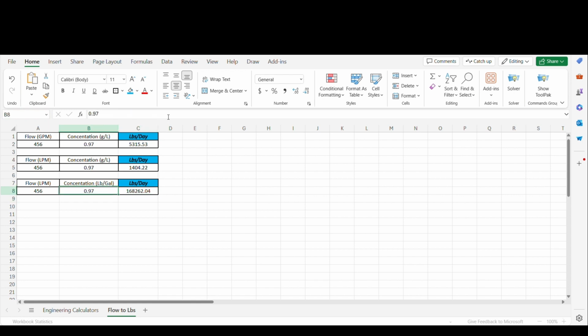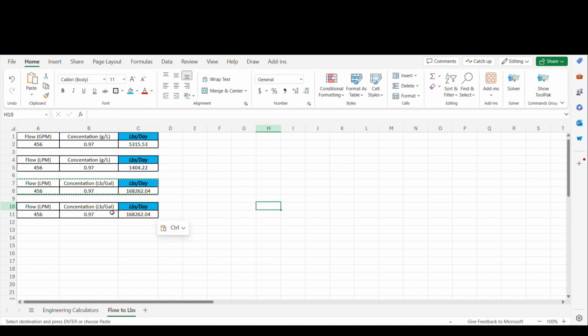So what's changing here and why this number is so large is your concentration in pounds per gallon. If you had 0.97 pounds in 1 gallon, that's pretty heavy density. It's a lot more than 0.97 grams per liter, but nevertheless, there's only one more iteration of this, and I'm sure you can see where I'm going with it.